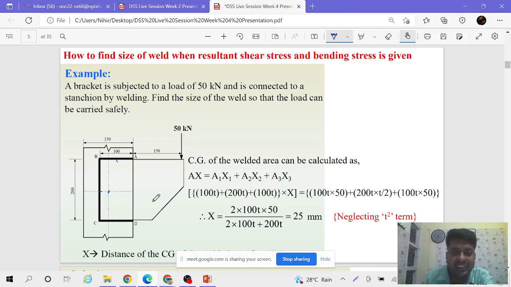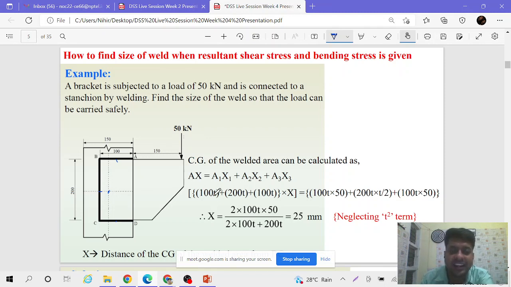Now the total area: we are taking the throat thickness as a small t. So what is the length of this weld? 100. So 100 into throat thickness t is equal to the line area. In my previous week 3 live session, I showed you that the weld is assumed as a line area. In one of the queries asked on the discussion forum, I tried to explain how the weld is considered as a line area and how we analyze the weld. The same thing has been done here.